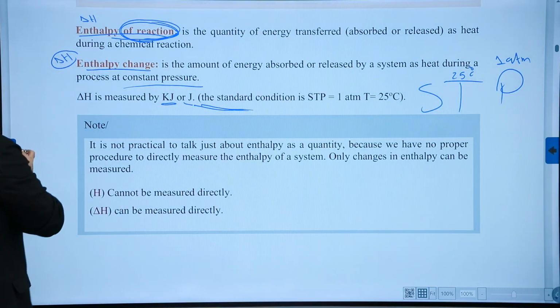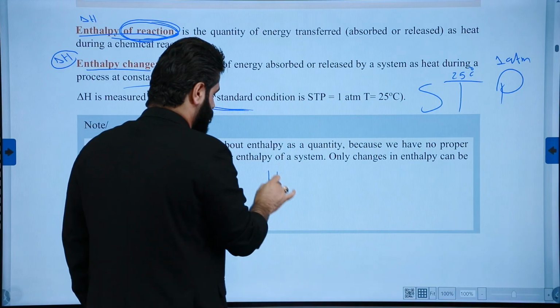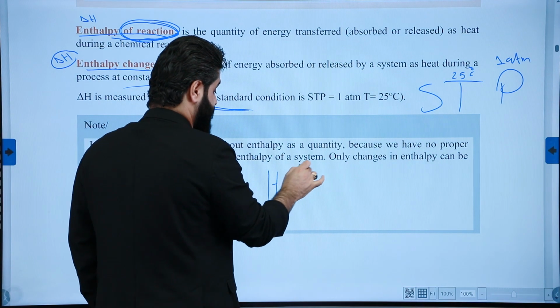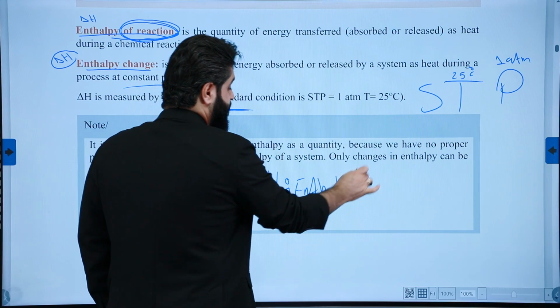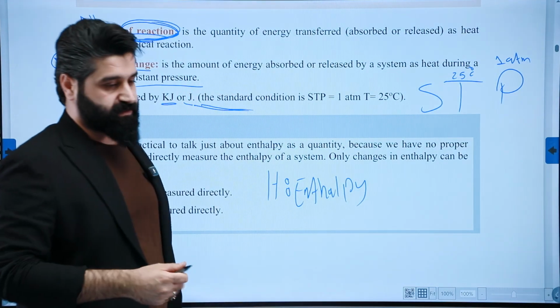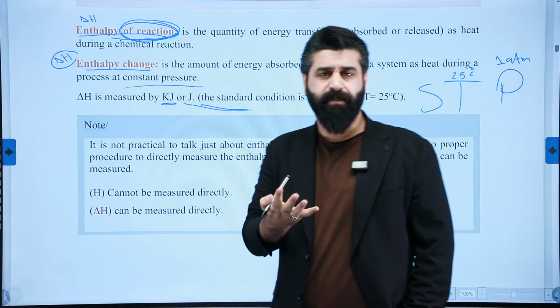Of course, we have something that cannot be calculated directly, which is called H. What is the name of H? H is enthalpy alone. Enthalpy cannot be measured directly because there is no proper way to measure H directly. It's not a practical way.